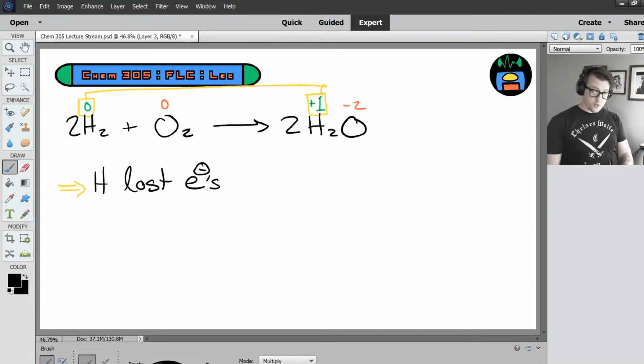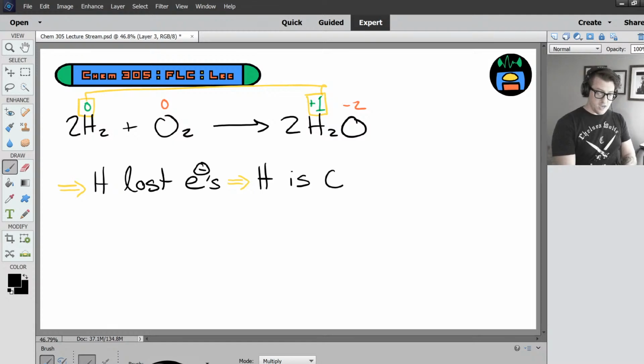All right. So hydrogen here has lost electrons, and when we lose electrons, that means that hydrogen is oxidized. All right, hydrogen is oxidized. Let's look at the other change we see.